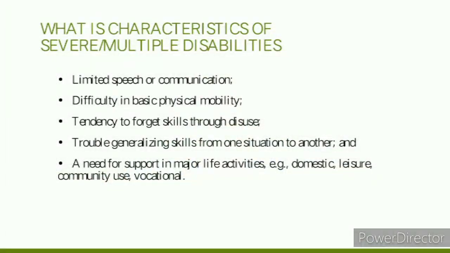And now, let's proceed to the characteristics of severe or multiple disabilities. People with severe or multiple disabilities may exhibit a wide range of characteristics, depending on the combinations and severity of disabilities and the person's age. There are some traits they may share, including limited speech or communication, difficulty in basic physical mobility, tendency to forget skills through disuse, trouble generalizing skills from one situation to another, and a need for support in major life activities: domestic, leisure, community use, and vocational.